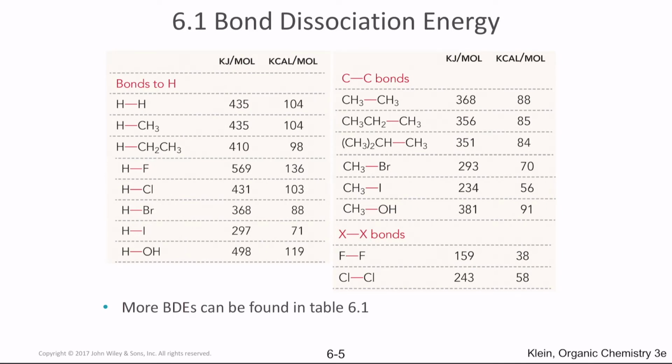So these are some bond dissociation energies of different bonds. This is the energy that you need to dissociate the bond between two hydrogens. This is the energy between hydrogen and a CH3 group, hydrogen and an ethyl group, hydrogen and fluorine. You have 569 kilojoules per mole. The common units used are kilojoules per mole, and the practical units used are kilocalories per mole, and both of them are commonly used. So this is a table of all the energies. You can find more about it in the textbook in table 6.1.